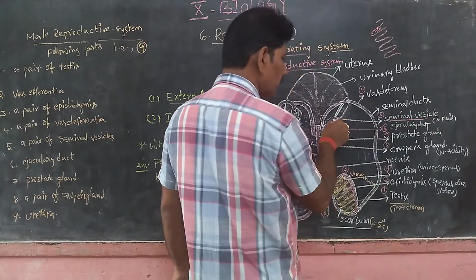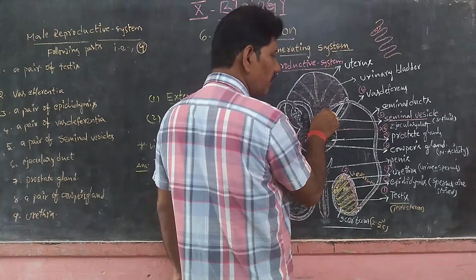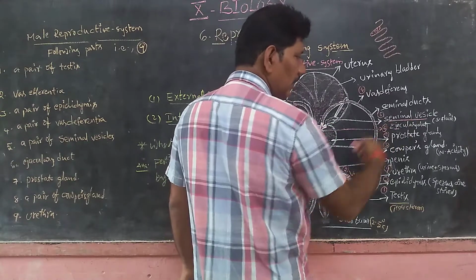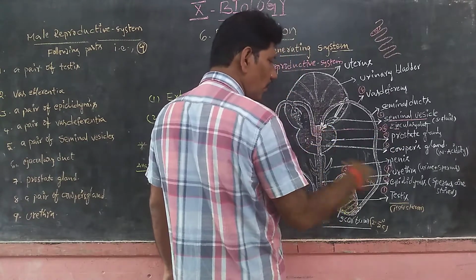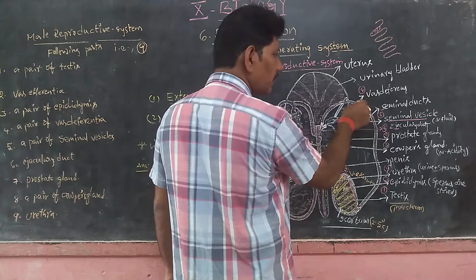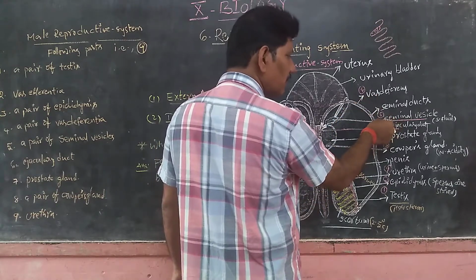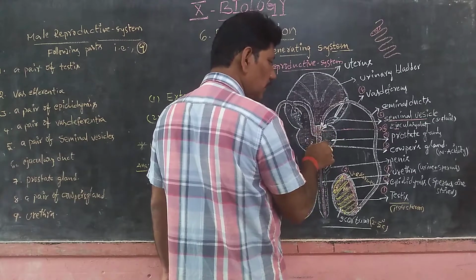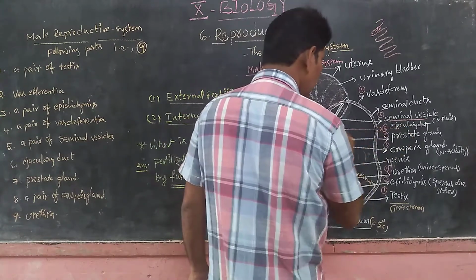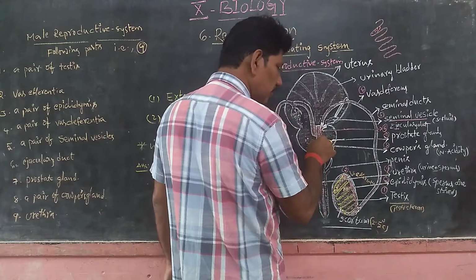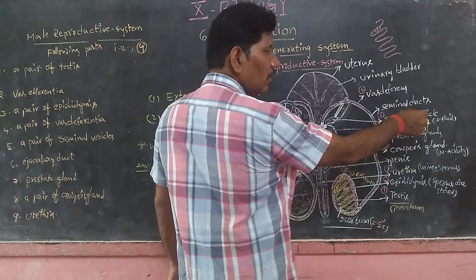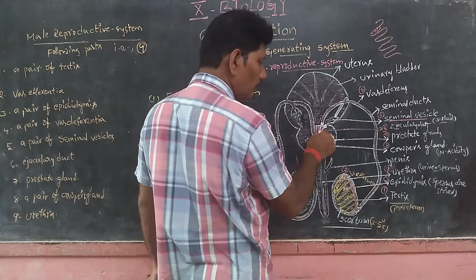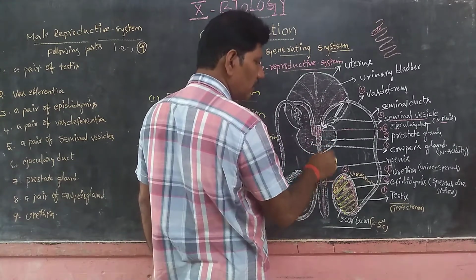The seminal vesicles and the vas deferens both join and lead to the ejaculatory duct. The ejaculatory duct leads to the outside. So the vas deferens and the seminal vesicles combine into the pathway that we call the ejaculatory duct. With the combination of the seminal fluids and the sperms, it moves towards the penis.